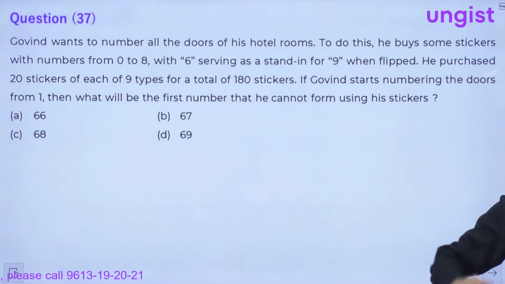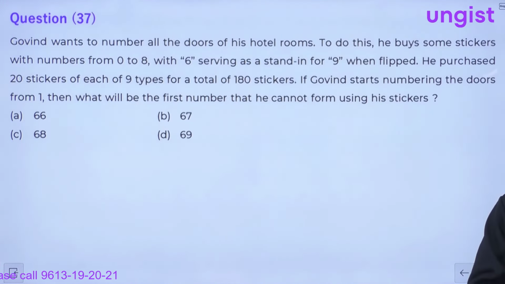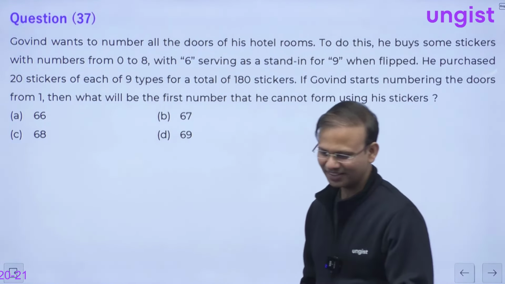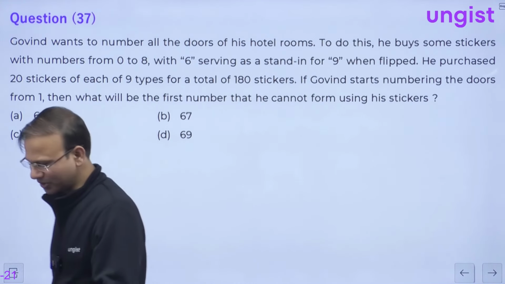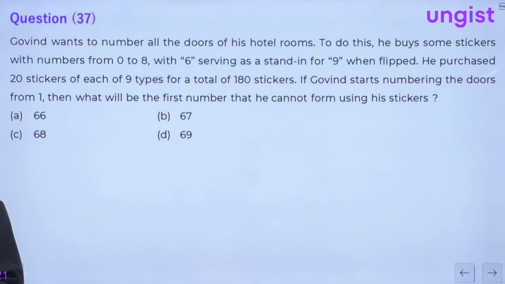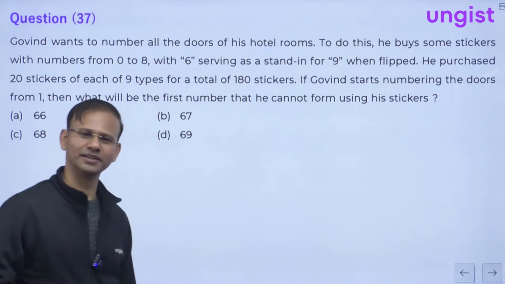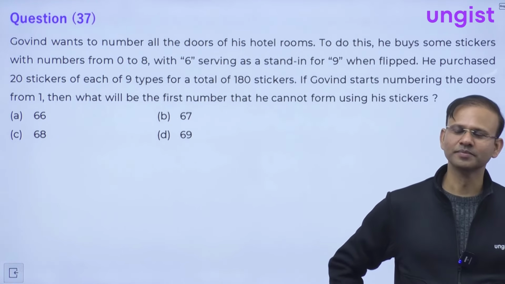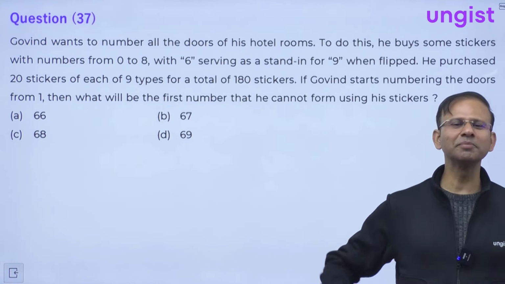Okay, Ritu, what was the question? What is the meaning of the question? Yes, Ritu, what is the meaning of the question? Have you read the question? Did you try it yesterday? Okay, fine. What is the meaning of the question? Just tell me the meaning. Who will tell me the meaning of the question?